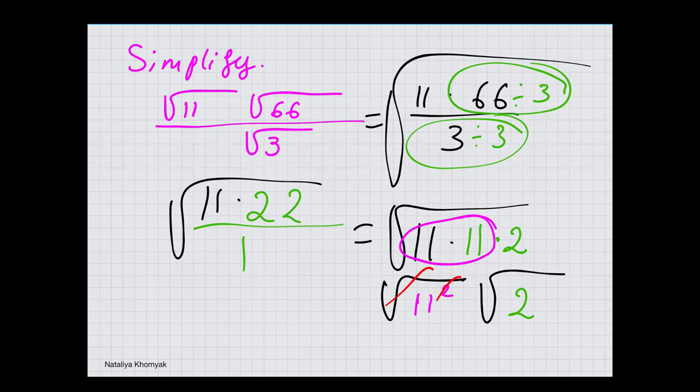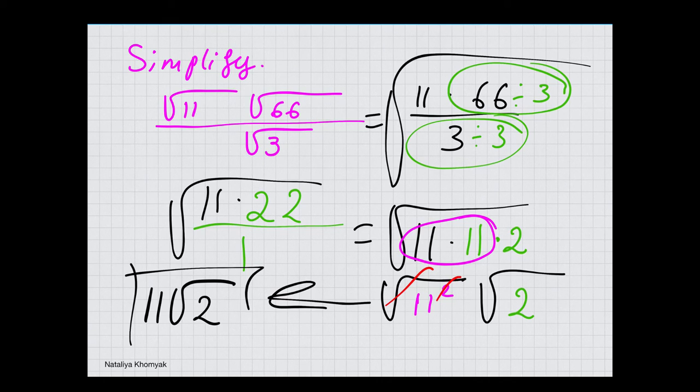Square root and the second power cancel. So 11 times radical 2 is our solution. That's all.